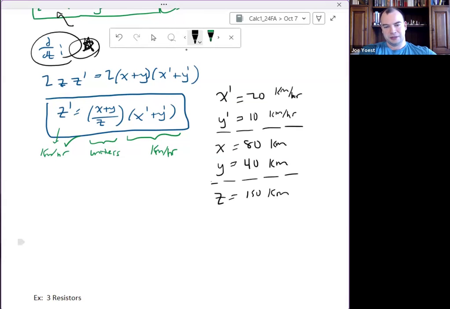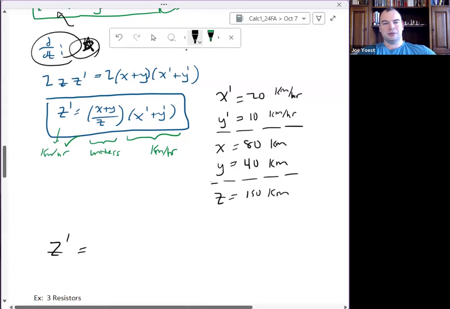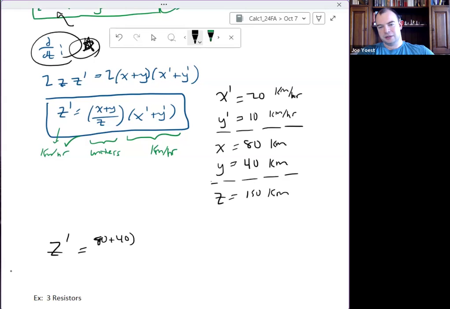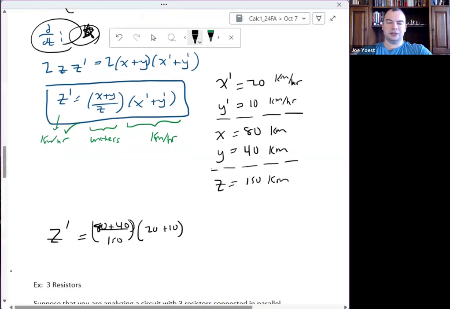So what is my answer then? Z prime is, now I plug in all my constants, x plus y, 80 plus 40 over z, 150, times x prime plus y prime, 20 plus 10. We know the units are going to all work out right, so I'm not going to worry about tracking the units through.